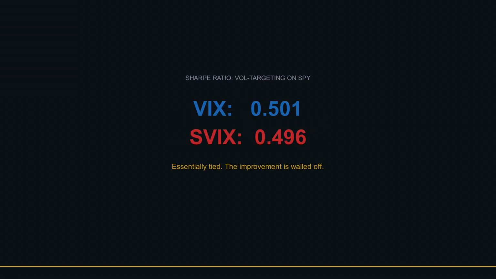If you run a strategy that targets volatility using the traditional VIX, you get a Sharpe ratio of 0.501. And the SVIX volatility targeting strategy, 0.496. They're essentially tied. 0.501 versus 0.496 is basically statistical noise. Exactly. The maximum drawdowns are practically identical too, both around negative 36%.